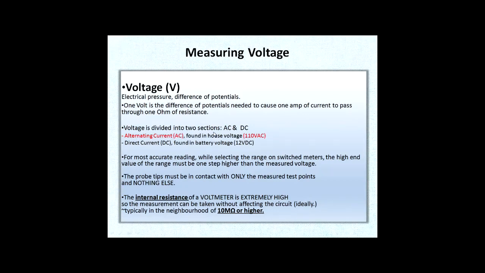Voltage is divided into two sections, AC and DC. AC stands for alternating current, found in house voltage in your outlets. In your wall outlet, we have 110 volts AC. The other one is direct current. Direct current basically has a clearly defined negative, or ground reference, or neutral, and a clearly defined positive. So let me just go to the board here.